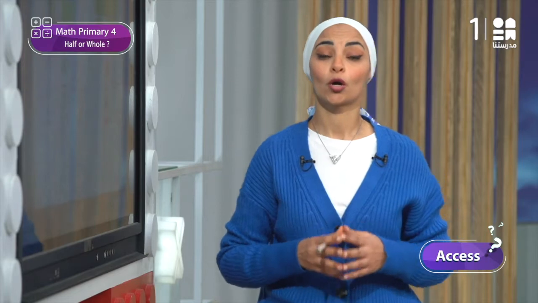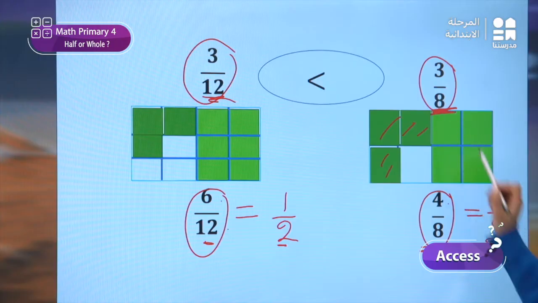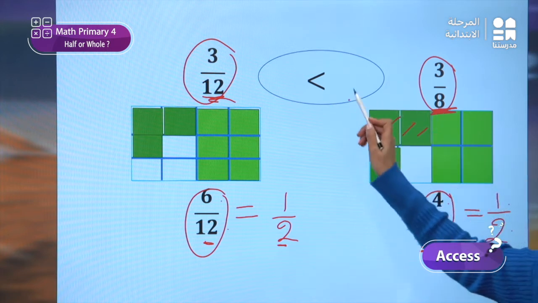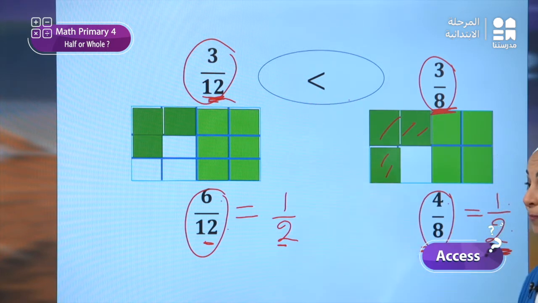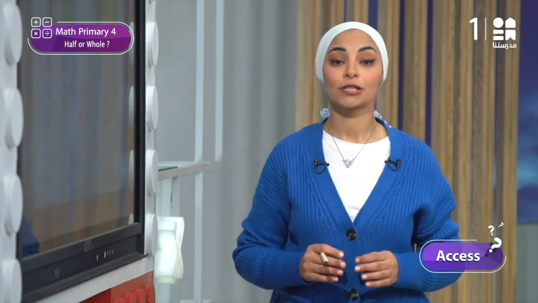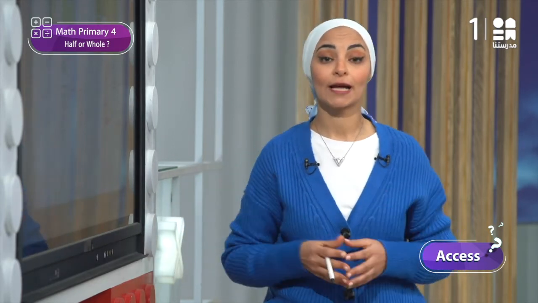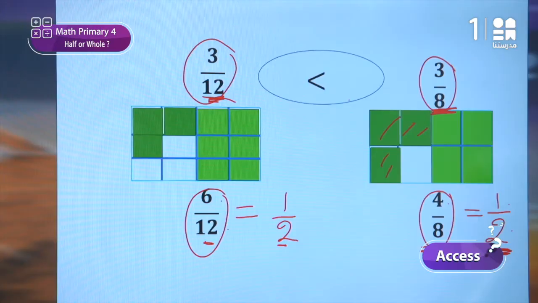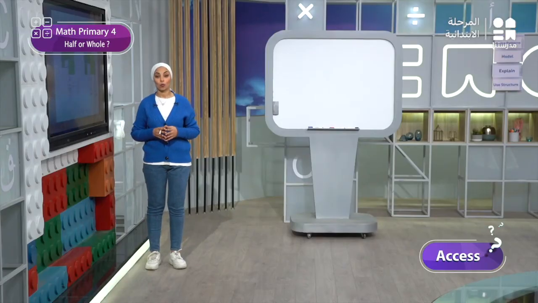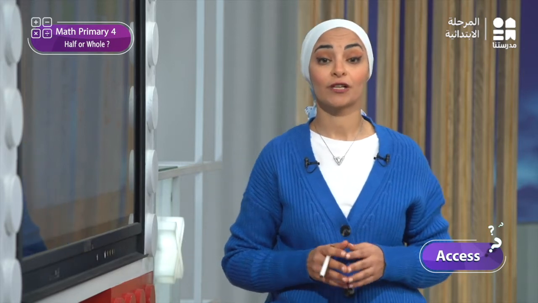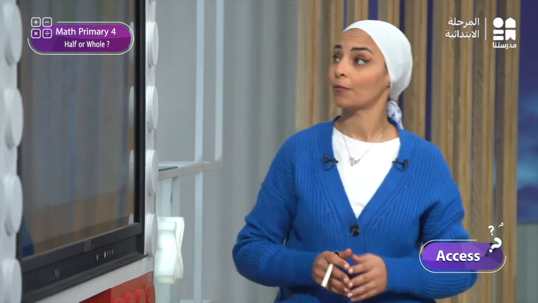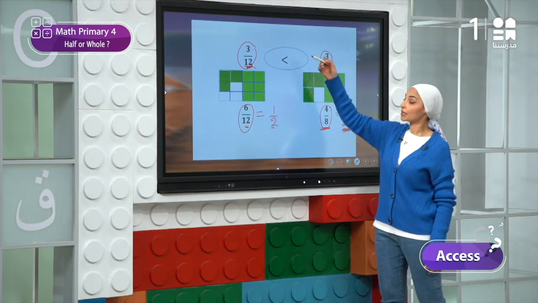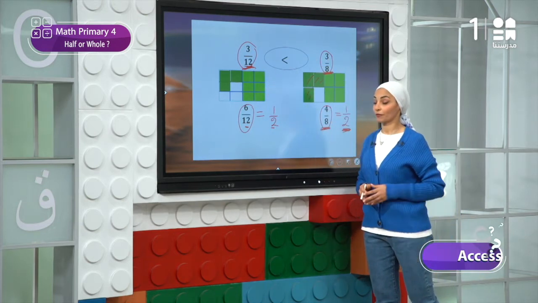So we conclude that 3 over 8 is closer to half and that's why 3 over 8 is bigger than 3 over 12. And as we see, the two fractions are less than half. Okay, so when they are less than half, they are surely less than 1. And this is the same answer we had using the first strategy. When we used the first strategy, we also found that 3 over 8 is bigger than 3 over 12.